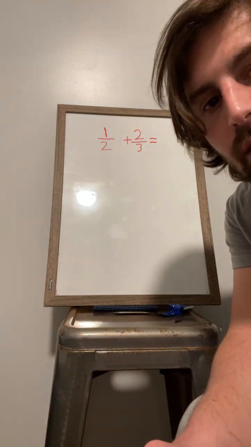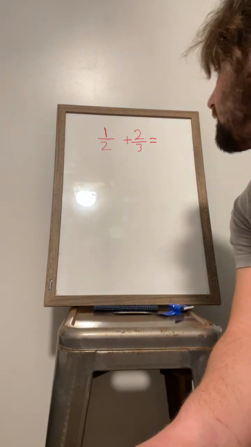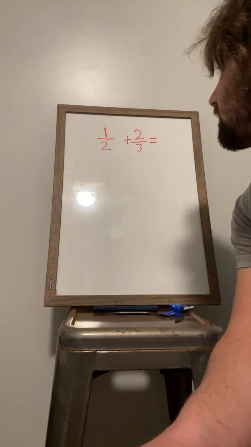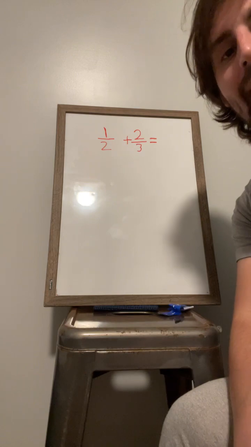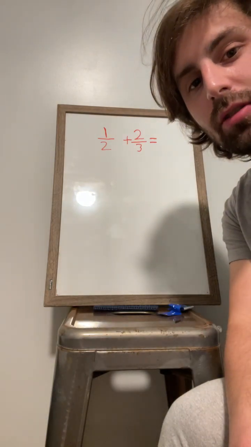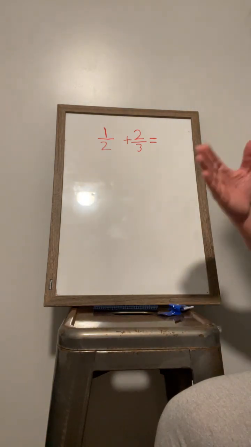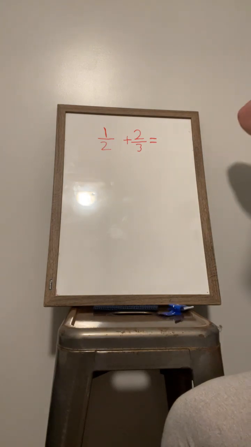Welcome to another video. This video is for my 5th graders. And it is on adding fractions with unlike terms. So that means adding fractions where the denominator is different.